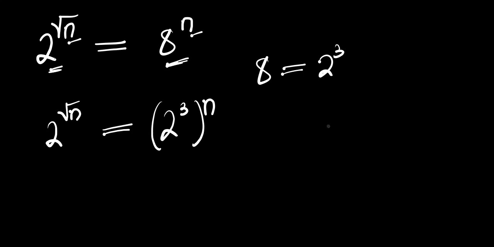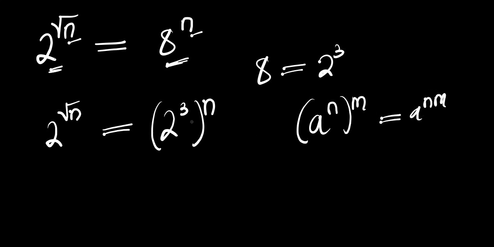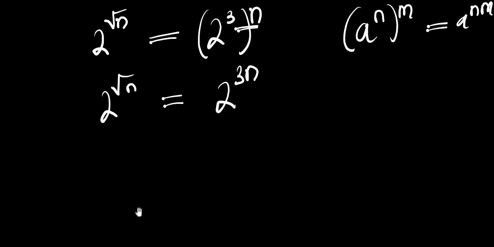Now, the next thing we are going to do is, if you have a power n, or power m, this equals a power n times m. So we can multiply these exponents. That means we are going to have 2 to the power of root of n equals 2 to the power of 3 times n, which is 3n. Now that the bases are the same, we can compare the exponents.